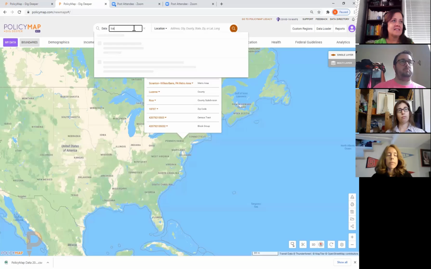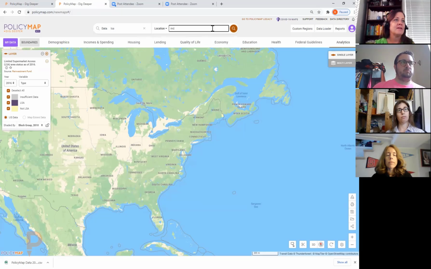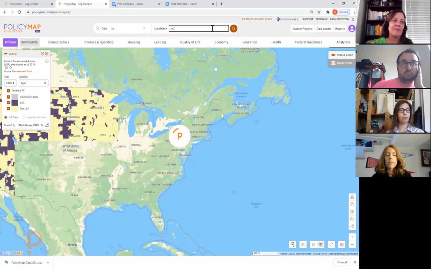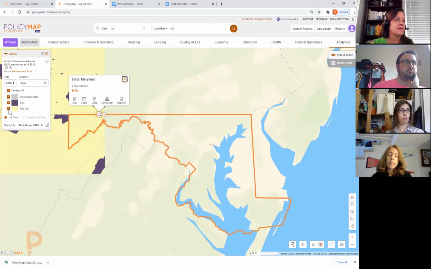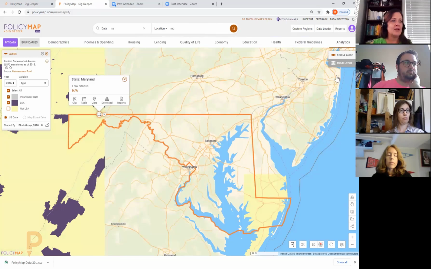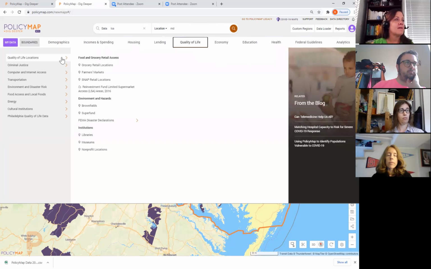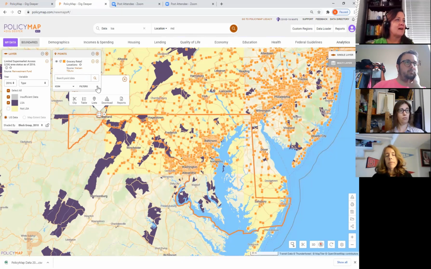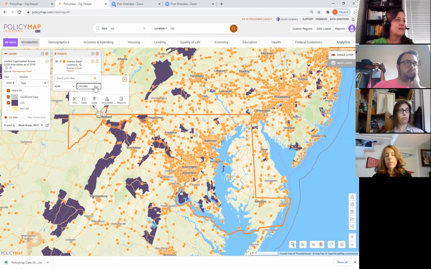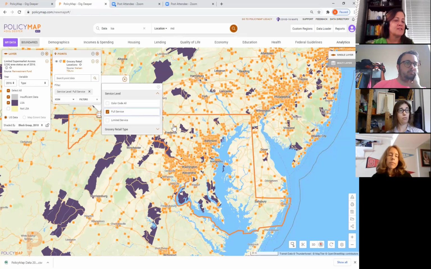And it's really interesting even just to think about information related to limited supermarket access. If I go into Maryland, it's not just Baltimore. I'm also thinking about the rural areas within Maryland and where there is limited supermarket access. And where are the grocery retail locations? Then I can filter this and see the service level of these grocery retail locations. Maybe I just wanted to see where the full service supermarkets are.